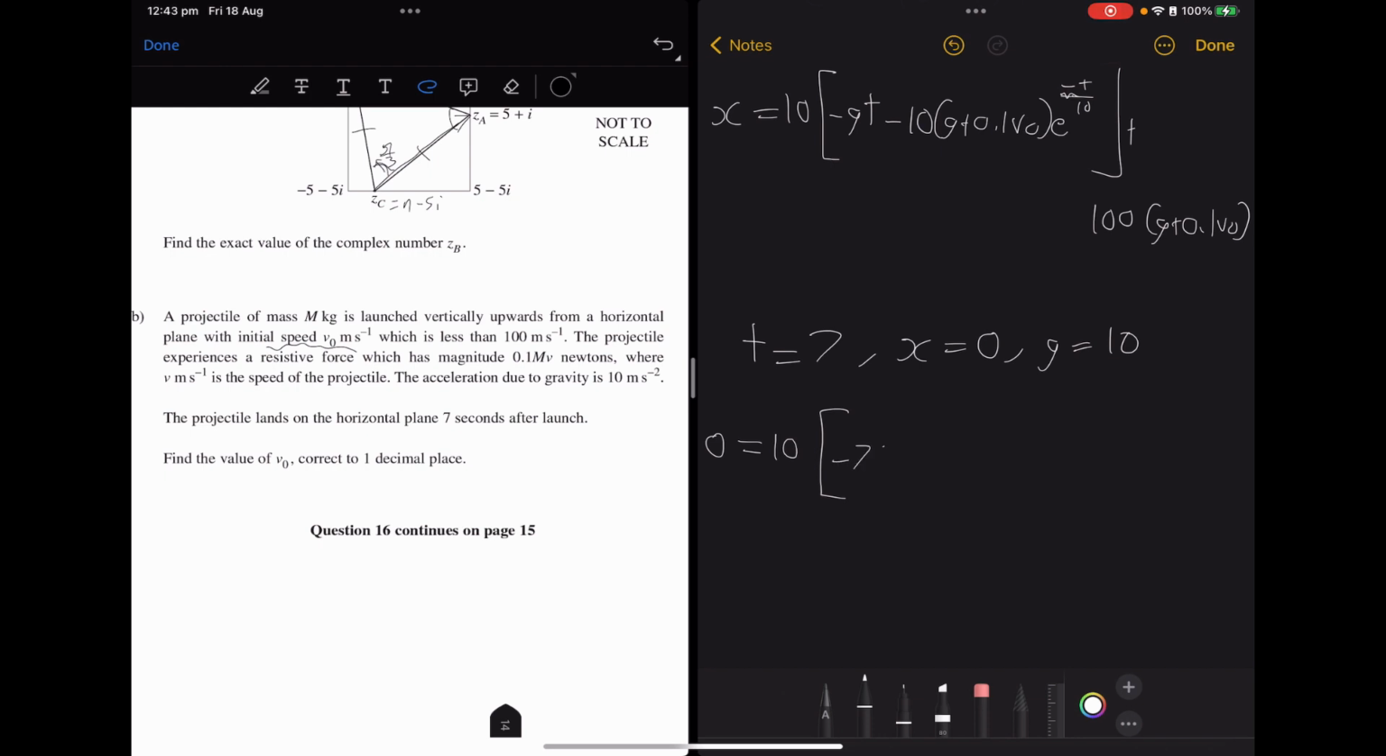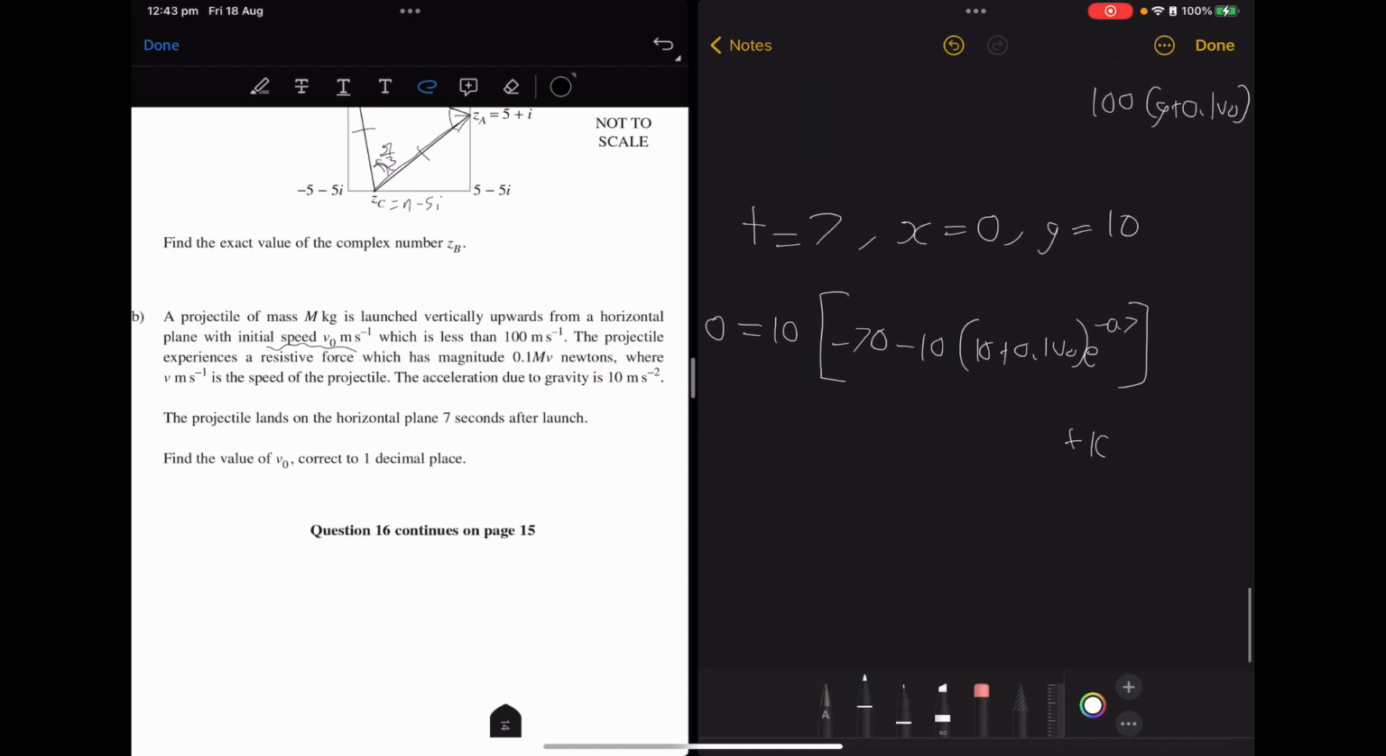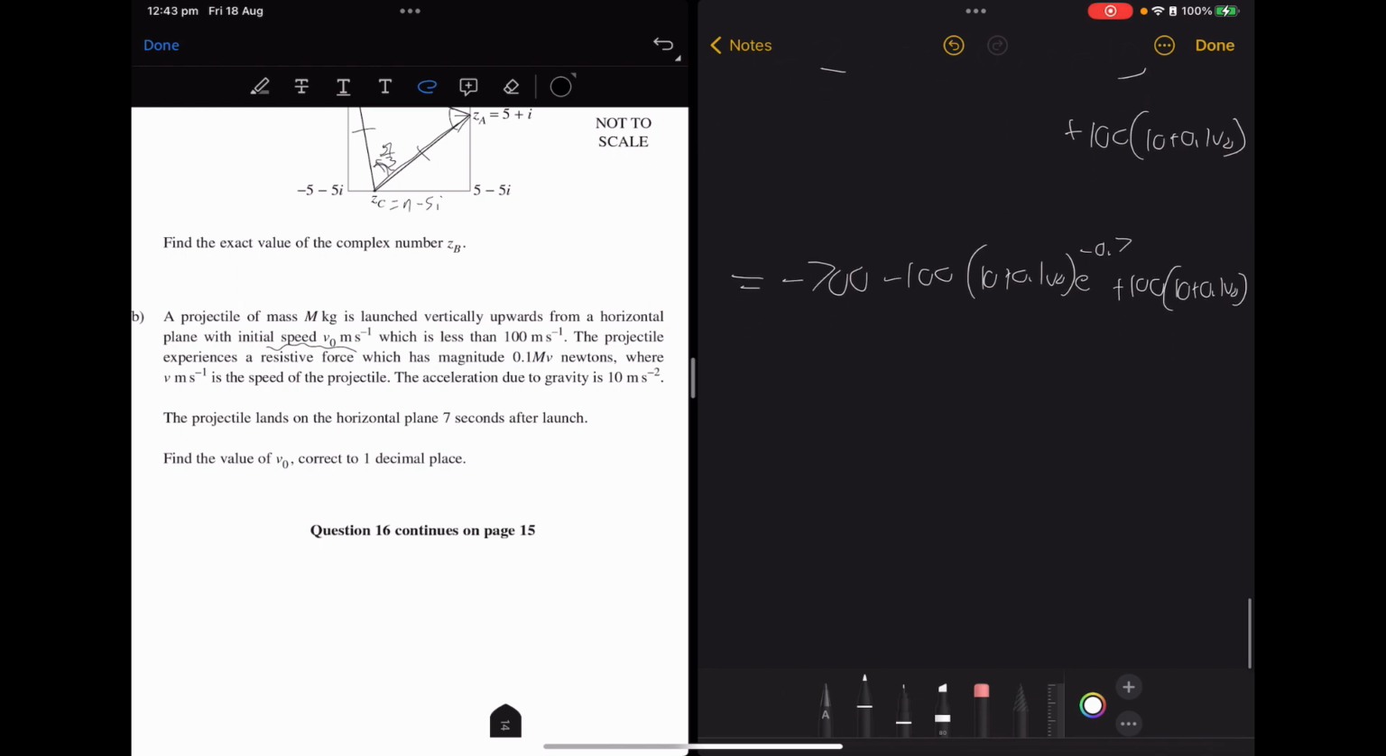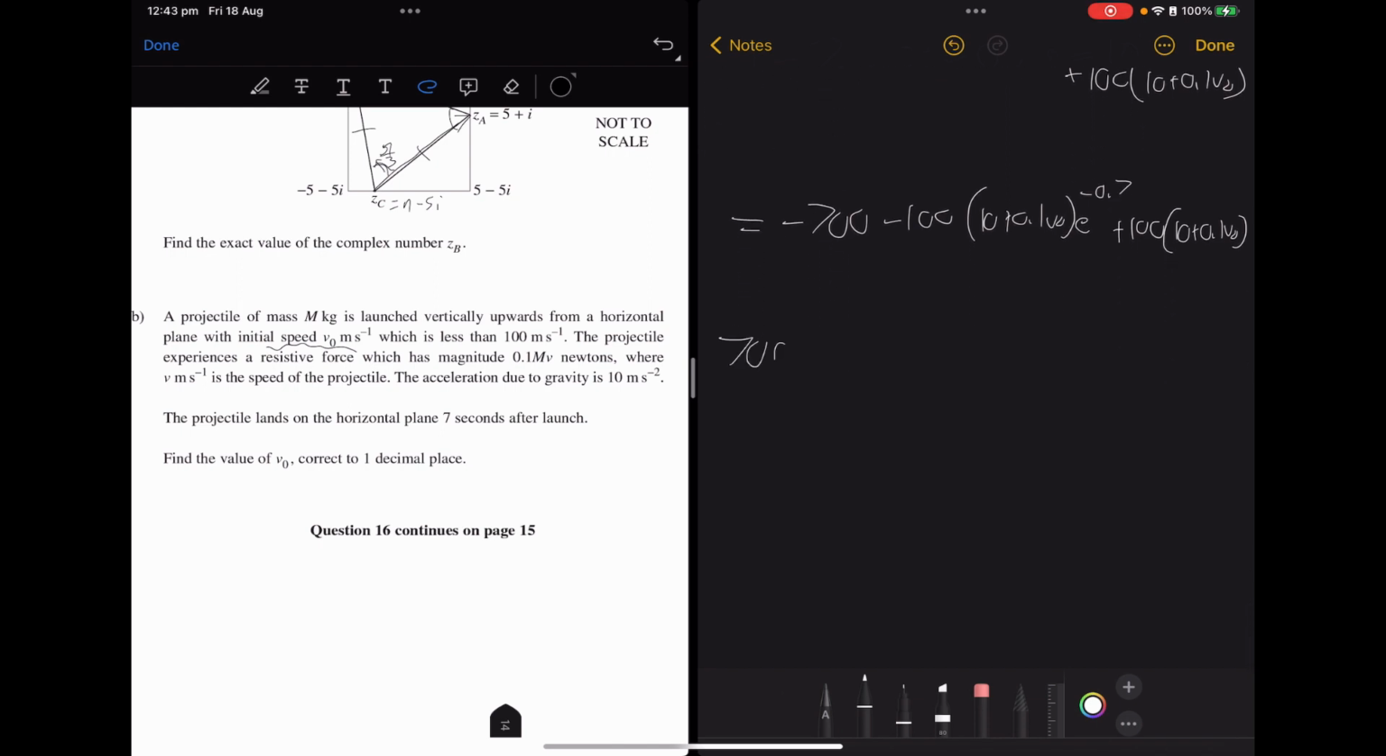So negative 70 minus 10 times 10 plus 0.1 v naught e to the negative 0.7 plus 100 times 10 plus 0.1 v naught, which again simplifies down to negative 700 minus 100, 10 plus 0.1 v naught e to the negative 0.7 plus 100, 10 plus 0.1 v naught, and then we'll bring 700 over to the other side, equals 100 times 10 plus 0.1 v naught.